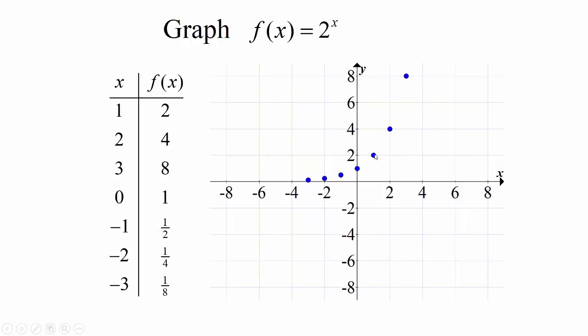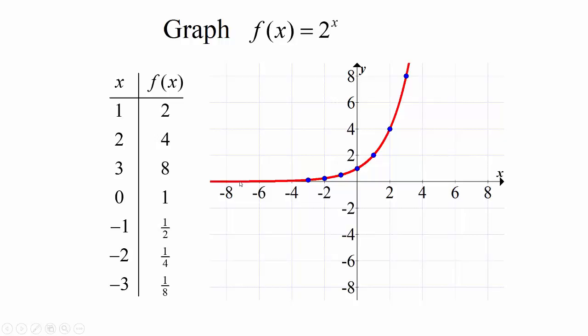Now, a little bit of conjecture here. If you keep using bigger numbers for x beyond the 3 that we ended up with, like 4, 5, 6, 7, and 8, you're going to keep getting bigger and bigger answers. So the dots are going to go higher and higher. If you keep using numbers beyond the negative 3 that we stopped with, negative 4, negative 5, negative 6, you will always get positive answers, and they will continue to get smaller and smaller. And so the graph would look like this.